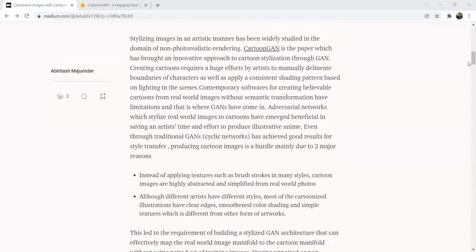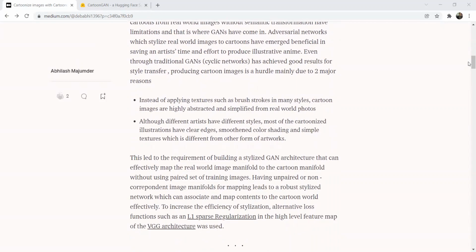The first reason is that, instead of applying textures such as brush strokes as in many styles, cartoon images are highly abstracted and simplified from real-world photos. Although different artists have different styles, most cartoonized illustrations have a similar pattern: clear edges, smooth color shading, and simple textures, which is different from other forms of artwork. This led to the development of a stylized GAN architecture that can effectively map real-world images to their cartoon manifolds without using a paired set of training images.